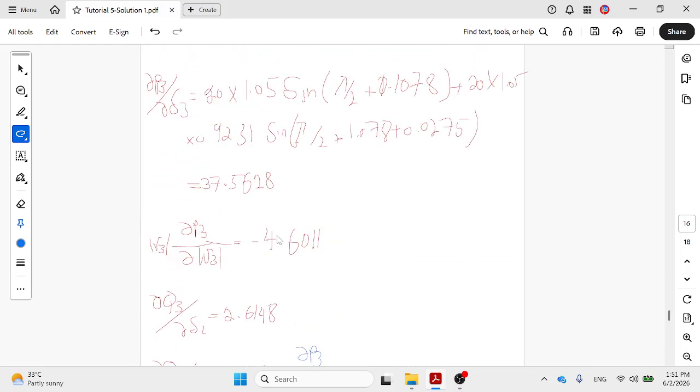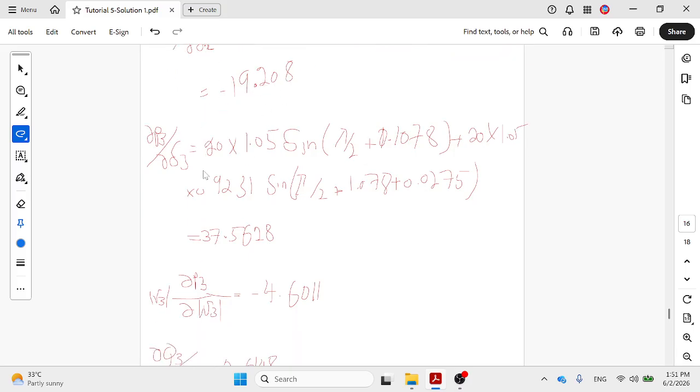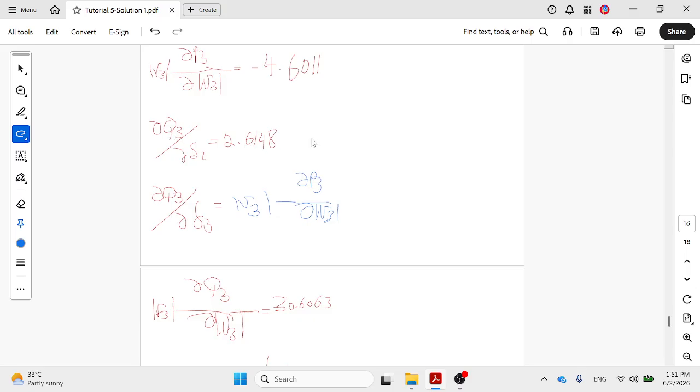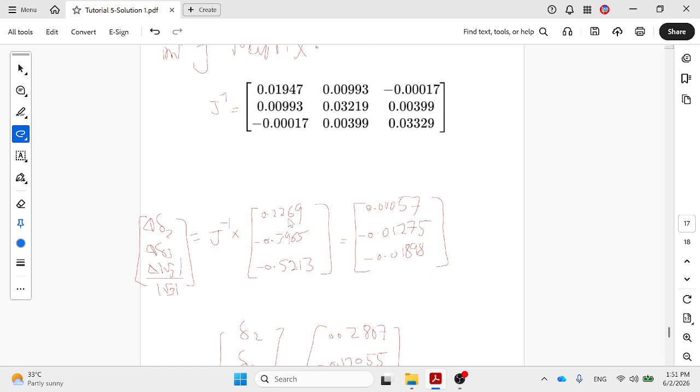I just want to show you the final values. This is ∂P3/∂δ2, minus 19.208. ∂P3/∂δ3, 37.5628. ∂P3/∂V3 times V3 is minus 4.6011. This is 31, if I'm not mistaken, 31, 2.6148, and the other values are given here.